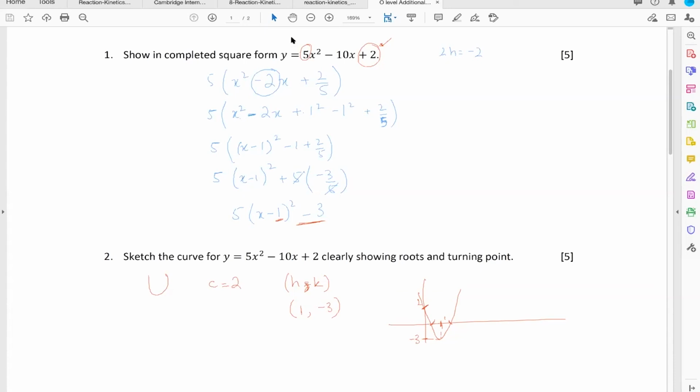Clear? Any problems? Sir, where do h and k come from? h and k we can get from the completed square form, and we can also get them from the formula. We know that h is minus b over 2a. So we can either use that, minus 10 over 2 times 5, which will give us 1, or we can look at the completed square form, where this number is h and this number is k. Because remember, the form is a(x minus h) whole squared plus k.